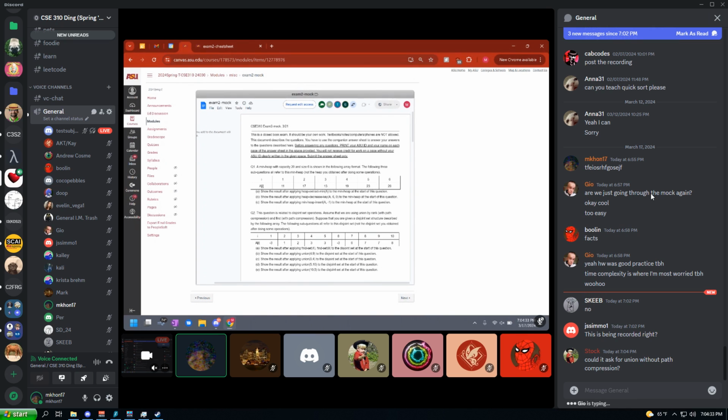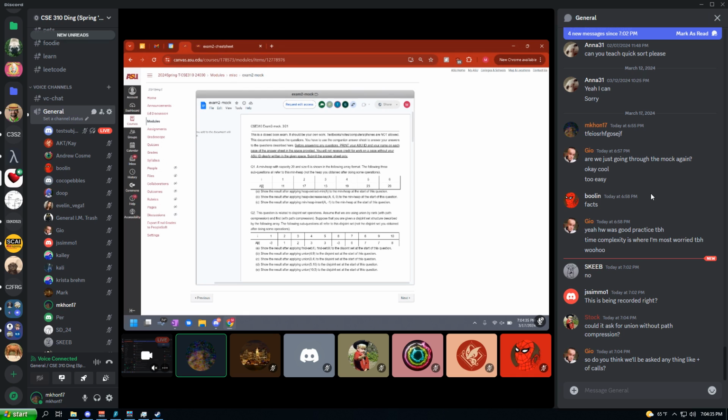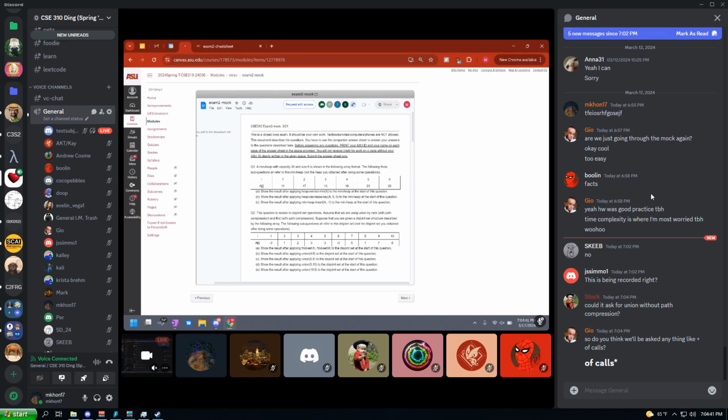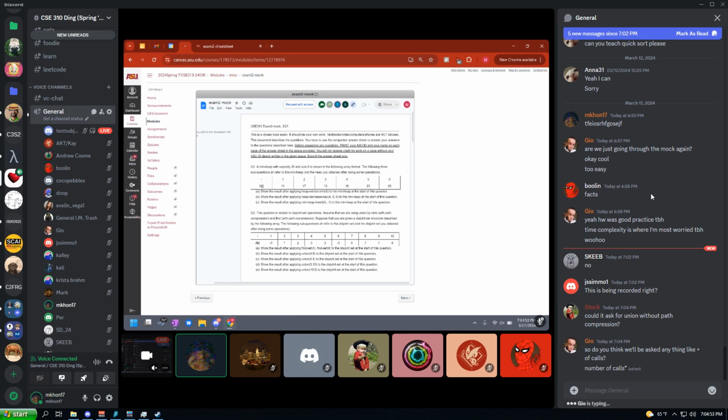So let me move on here. Could it ask for union without path compression? Oh, I mean, yeah, that's perfectly possible. It'd just be a much easier problem if you had it without compression, because then it's just a matter of changing two things, I think, for union without path compression. So if that were to happen, you'd be lucky.